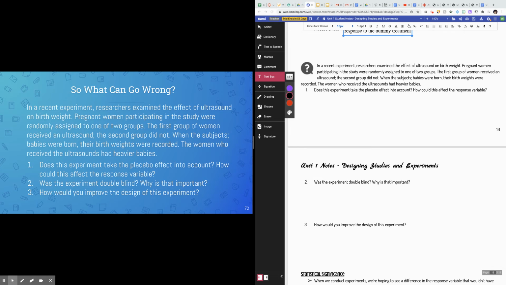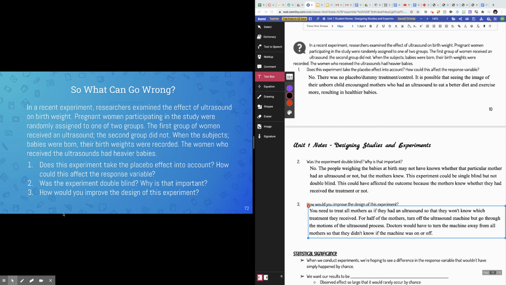Okay, so I have a couple of questions for you here. Do we take the placebo effect into account? Is there a placebo really here at all? How could this possibly affect the response variable? Was this a well-designed experiment? Was it double blind? And if it was, identify that. If not, tell us why that's important. Then I want some suggestions on how you would improve the design of the experiment. So I'm going to pause the video here. I suggest you do the same and check back with me once you're done with this question. We'll see how you did.